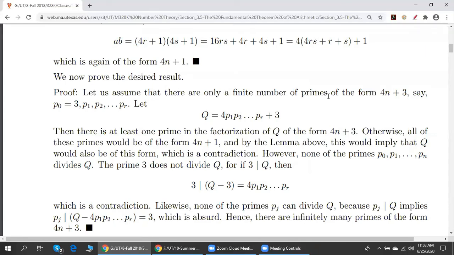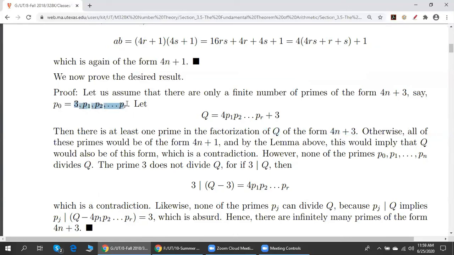Any questions? Sorry, I don't understand the contradiction part, at the end. Could you explain that again? Yes. So over here, we say that q is divisible by one of these numbers. You agree with that? Actually, wait. Probably not. Okay, so please take a look. It's written: at least one prime in the factorization of q is of the form 4n plus 3.